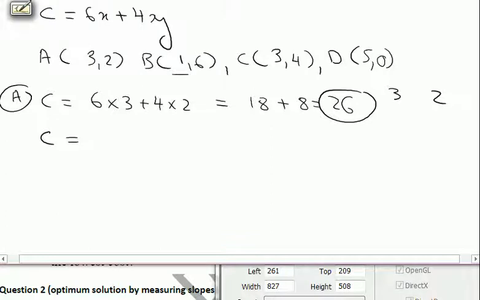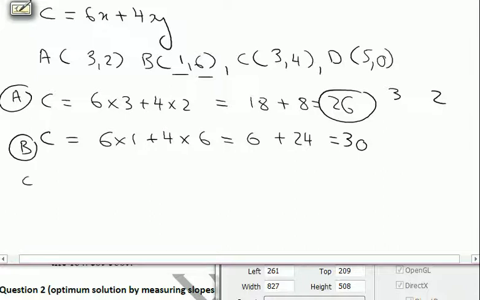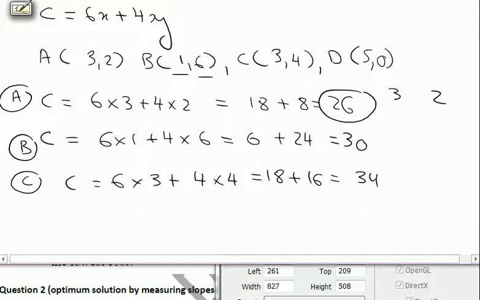Similarly, you can consume 1 unit of X and 6 units of Y, which will give you a cost of 6 times 1 plus 4 times 6. That is, in totality, 6 plus 24, that is 30. Likewise, if you calculate the cost at point C, which is 6 times 3 plus 4 times 4, this will give you a total cost of 18 plus 16, which is 34. And at point D, the cost is 6 times 5 plus 4 times 0, that is 6 times 5, 30.